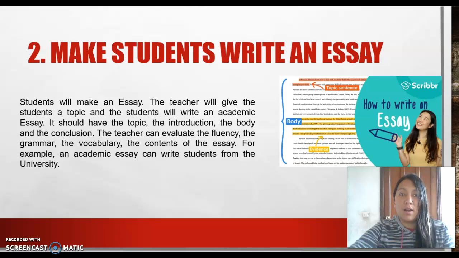So those are the two types that I designed to evaluate our students in writing.